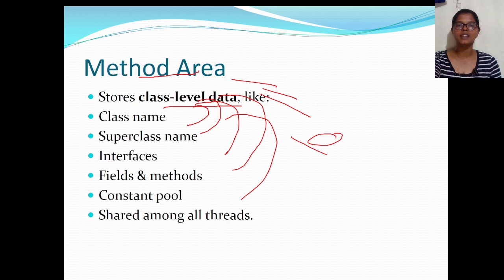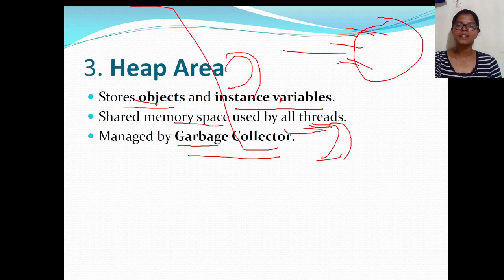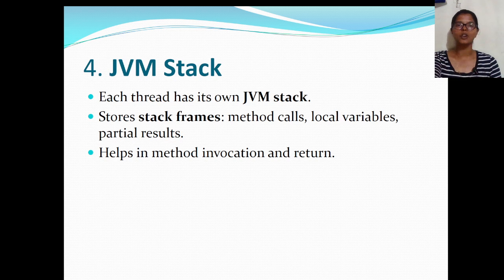Class loader loads all the classes. Method area stores all the class-level information, like class names, object names, fields, attributes, each and everything. Heap area stores the objects and instance variables and the memory space which is used by the threads, and it is managed by the automatic garbage collector.